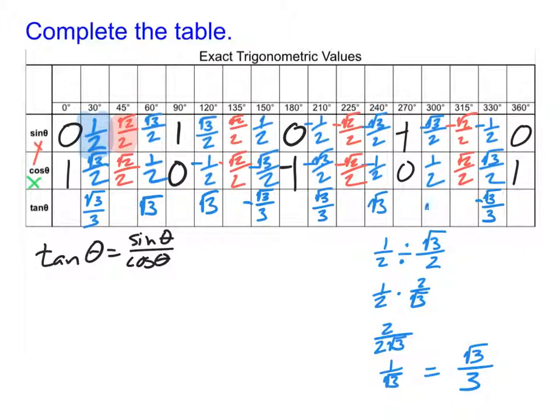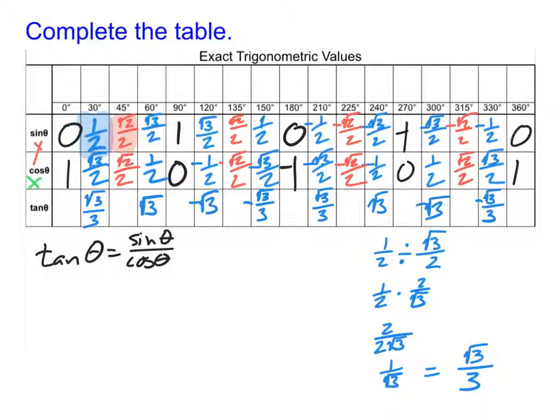And so I go through and I can fill all those in, and then it's just again a matter of where is it positive and where is it negative. If my sine and cosine values are different signs, I get a negative. When the signs are the same, I end up with a positive.